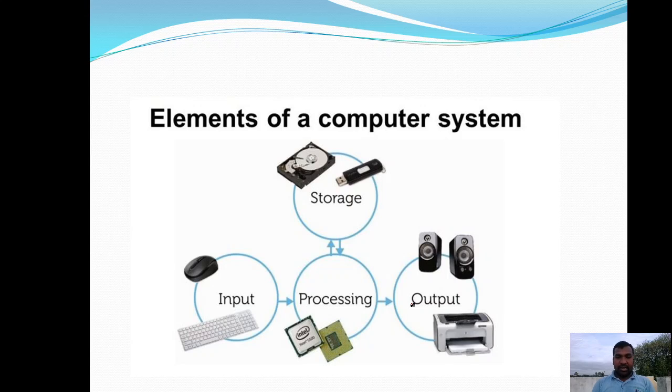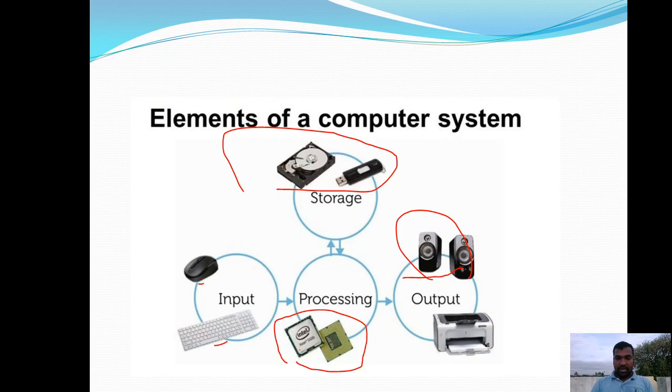Now here is another example. It represents the elements of the computer system: input unit, processing unit, output unit, and storage unit. The processing unit includes a control unit and arithmetic and logical unit, that is, the processor. Input units are the mouse and keyboard. Storage unit may be a hard disk or pen drive, and output units are the speakers and the printer. These are a few examples of the components of computers.